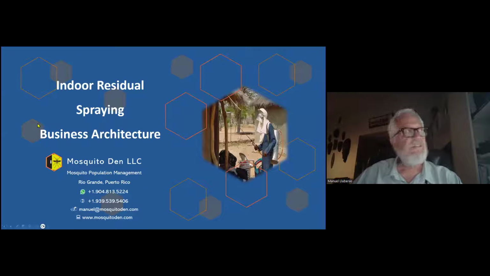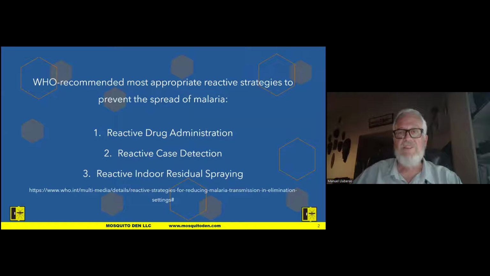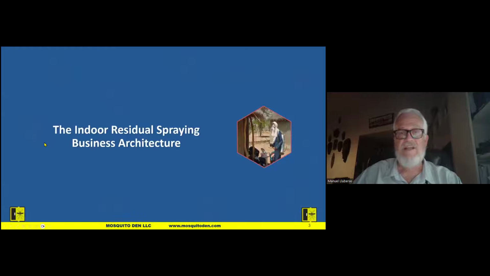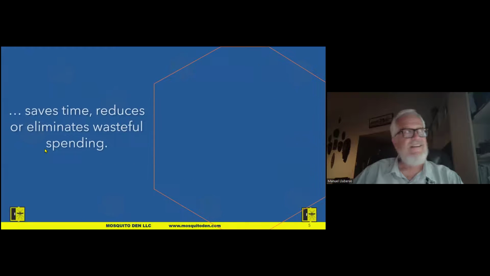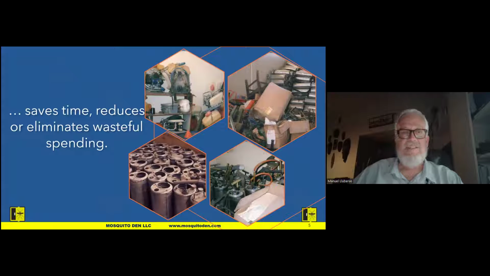In 2022, as you all know, the World Health Organization placed indoor residual spraying as one of the recommended most reactive strategies to prevent the spread of malaria. In the interest of time, we're going to step away from the mechanics of IRS and concentrate on the business architecture of a campaign. This is because we all know that a properly structured and managed campaign operates smoothly and efficiently, minimizes downtime, accidents, and incidents, and keeps equipment in good operational order. The thing that we're trying to do is to prevent these images on the right, which is unfortunately way too frequent in many IRS campaigns.